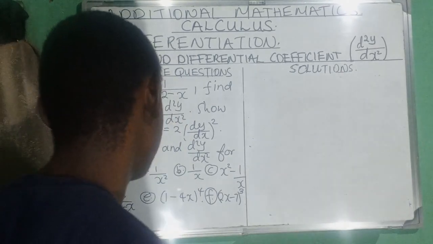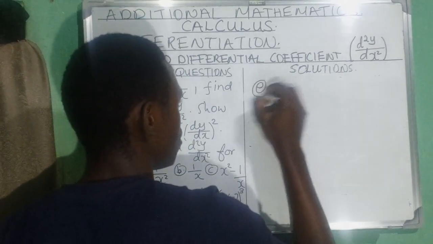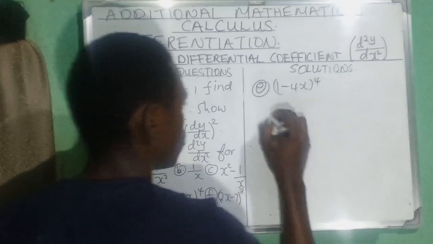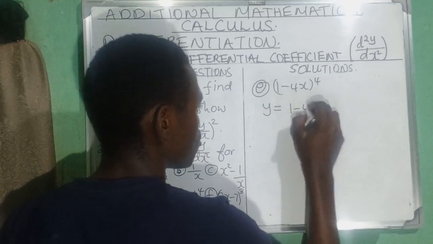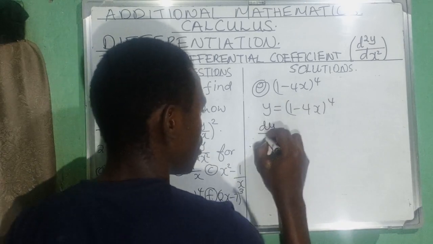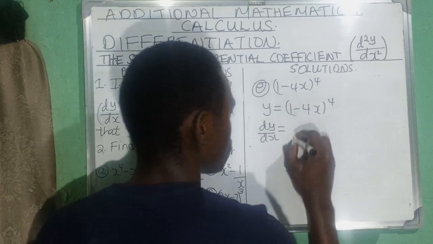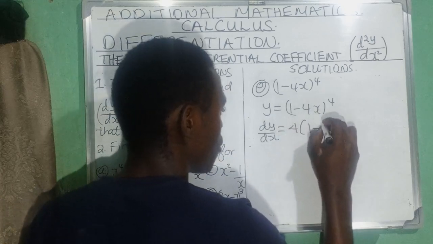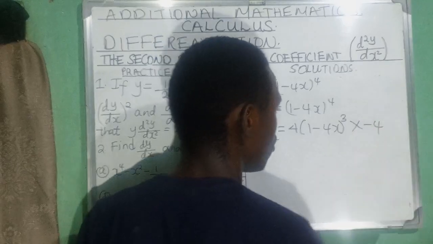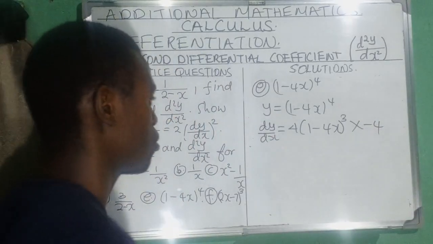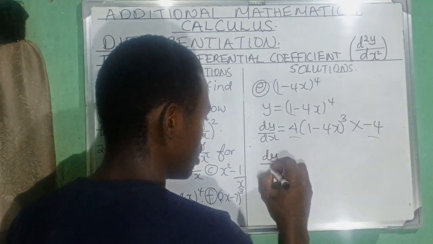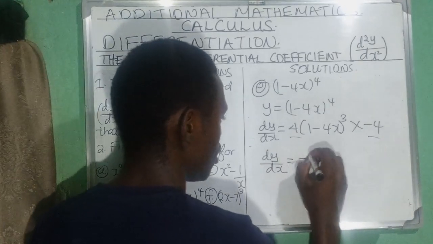Next question is E. So for E, we have 1 minus 4x raised to the power 4. So y is equal to 1 minus 4x raised to the power 4. So our dy dx is going to be equal to positive 4 multiplied by 1 minus 4x raised to the power 3 multiplied by the derivative of the core. In this case, it is a negative 4. So you're going to multiply these two numbers. You're going to have your dy dx to be equal to negative 16.